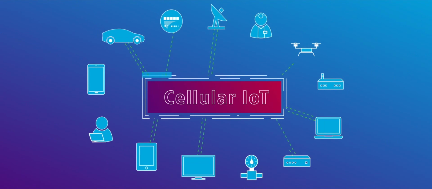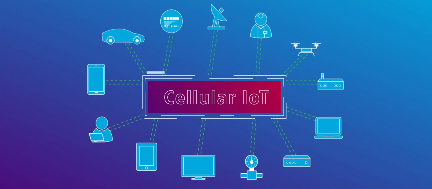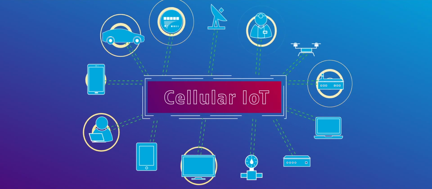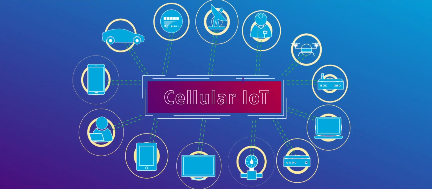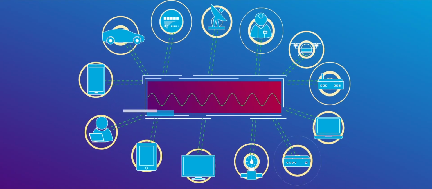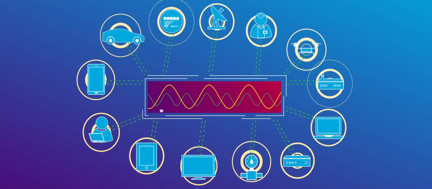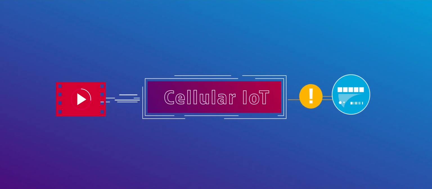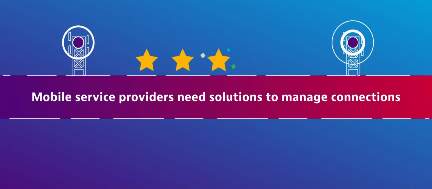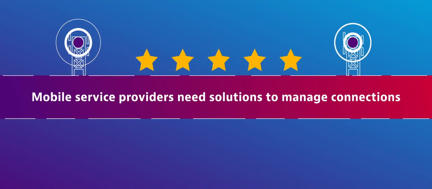Cellular IoT will enable billions of smart devices to maintain low-speed connections to mobile communications networks using a narrowband signal. These devices will share network resources such as RF spectrum, which is burdened by high-bandwidth, wideband signal applications like video streaming. This sets up an inevitable tension between the two models. Operators need to ensure that cellular IoT doesn't cause performance issues like interference with the existing LTE network. Mobile service providers need solutions to manage connections while maintaining the required quality of experience.